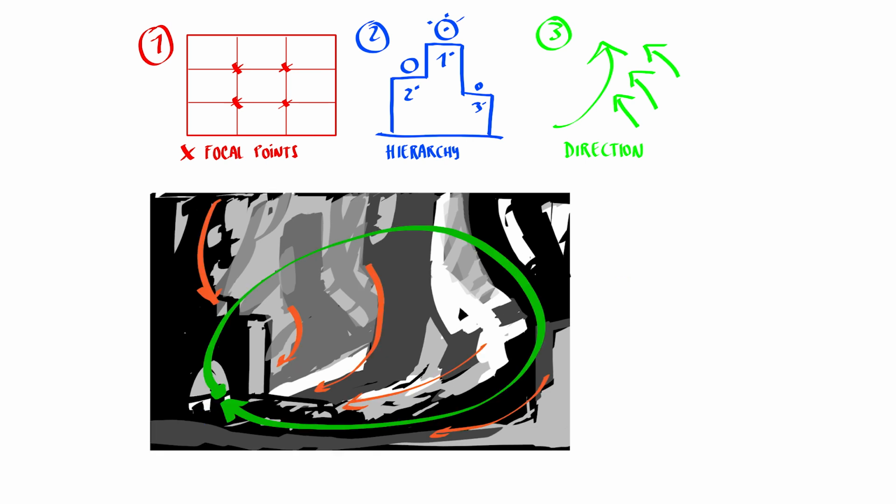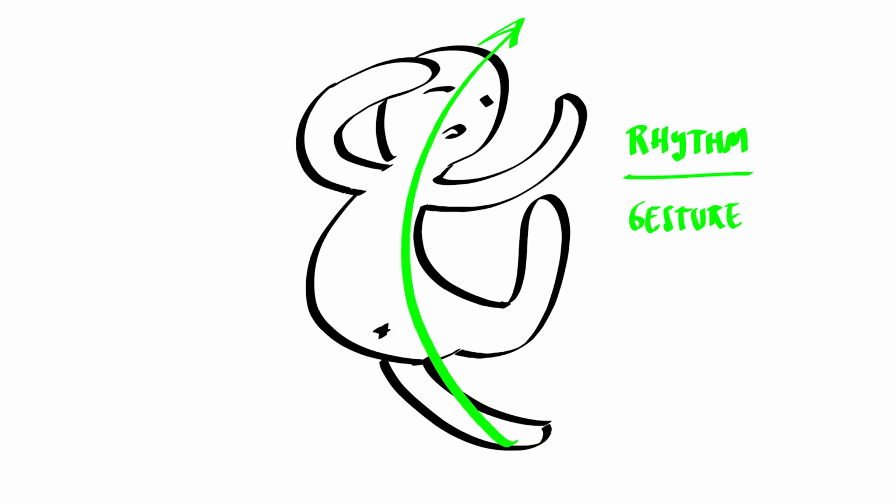Third, the direction. What I mean with direction, well, I can explain with an example. When you draw a character, this direction is called rhythm or gesture. It is the force within the pose. In backgrounds, it's really pretty similar, but this pose is the one that takes you to the focal point.